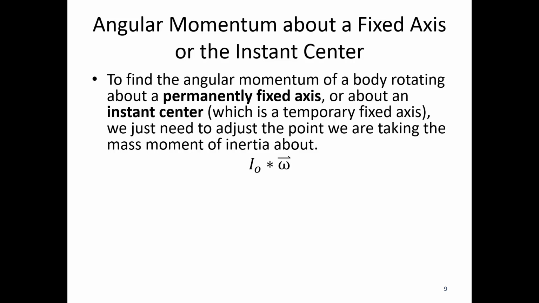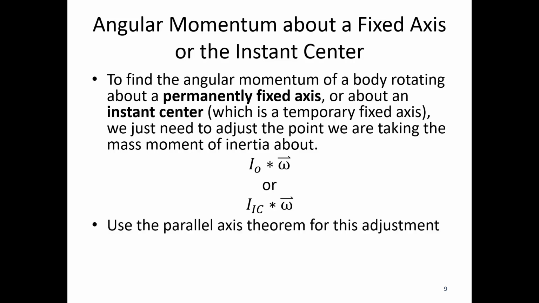So IO is going to be the mass moment of inertia about that fixed axis times omega. Or in the case of an instant center, we usually use IC, so the mass moment of inertia about our instant center times omega. For this adjustment, we're simply going to use the parallel axis theorem.